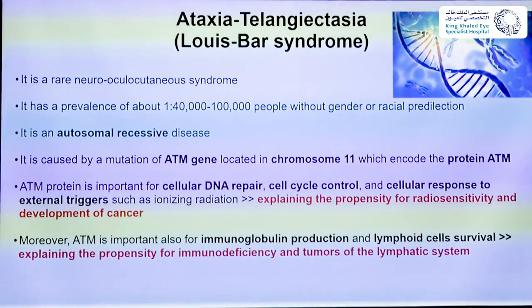So ATM protein is important for cellular DNA repair, and that explains why the patients are radiosensitive and can develop cancer. If you have a damaged or broken DNA, the rules that these proteins employ to stop dividing will not apply to them because they are not following the rules anymore. They are broken or damaged. So either you have an under division, so the cells will die without any further division that can keep the structure, or you might have an over division that might lead to secondary cancer. Also, ATM is important for immunoglobulin production and lymphoid cell survival. That's why these patients have the risk of immunodeficiency.